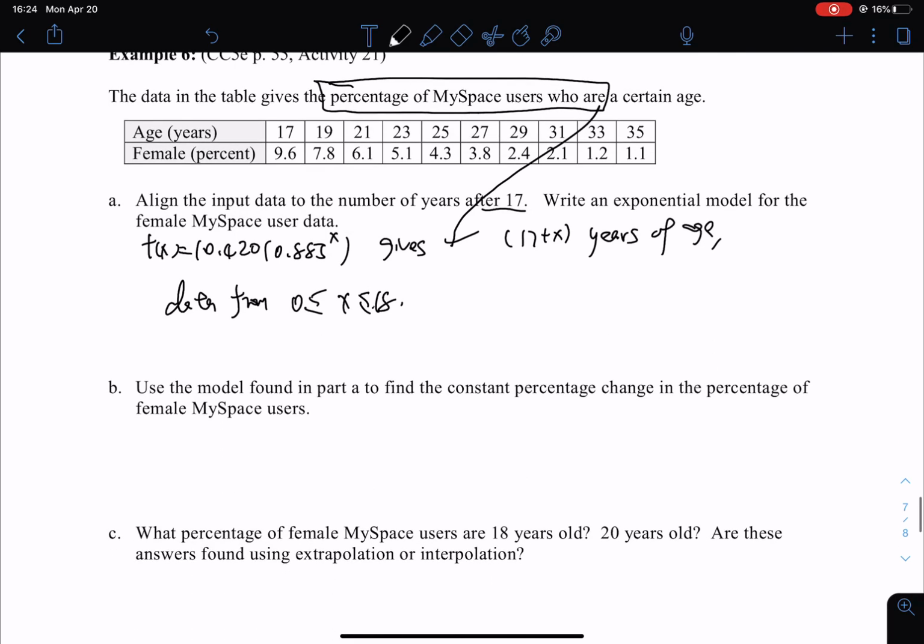All right, and the next part, use the first part to find the constant percentage change. For the constant percentage change, we just use b minus 1 times 100. And from here, we know this is the value of b. So just use 0.885 minus 1 times 100%. Then it is negative.